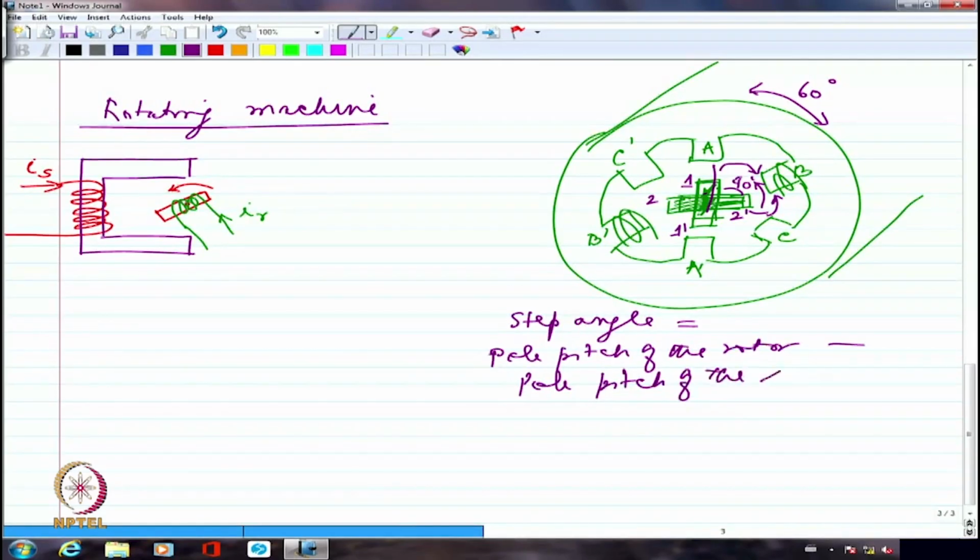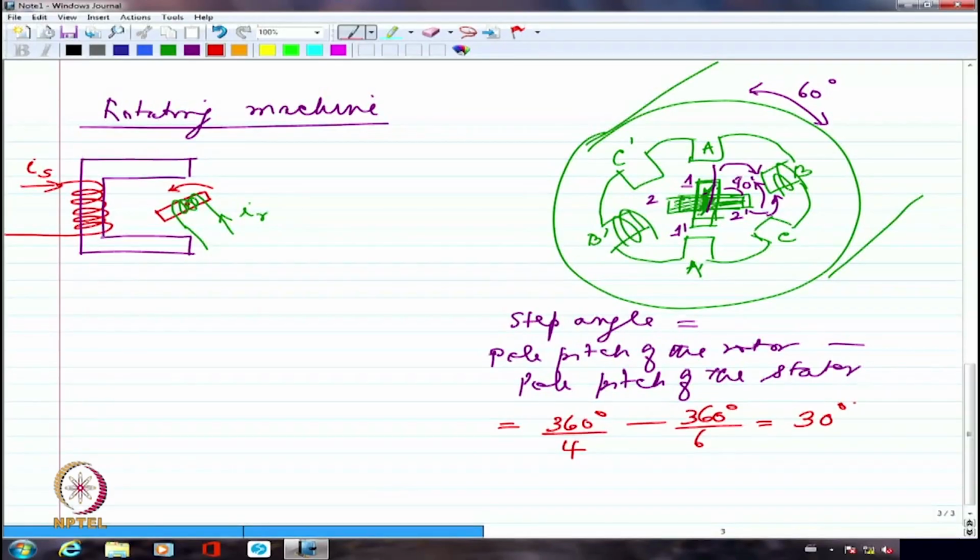Pole pitch of the rotor is 360 degrees divided by 4 because there are 4 poles. And this is 360 degrees divided by 6. So I'm going to get 90 minus 60, which is 30 degrees. So for every step, I will get basically 30 degrees of motion.